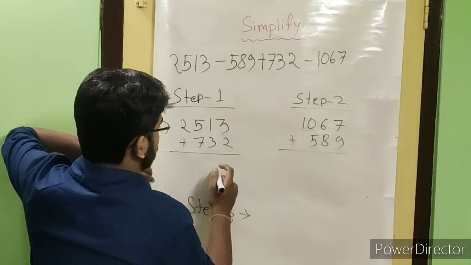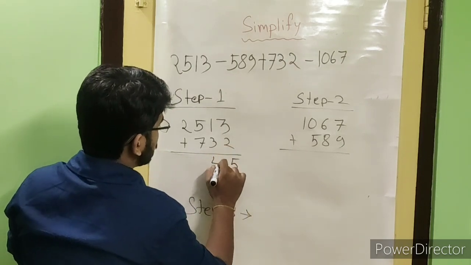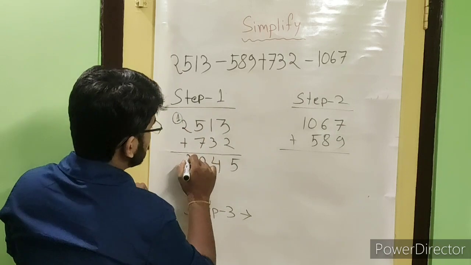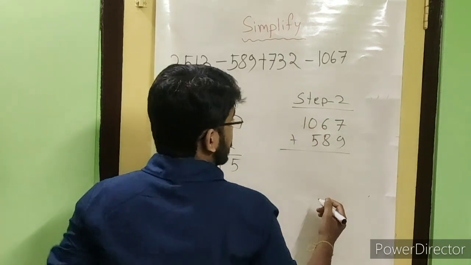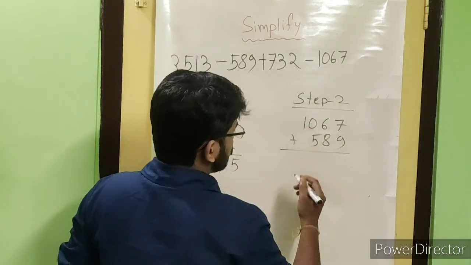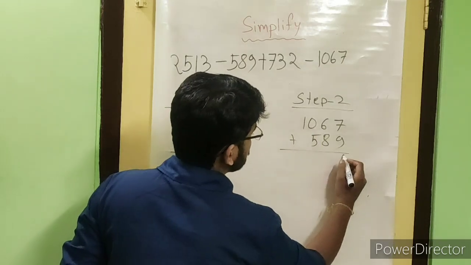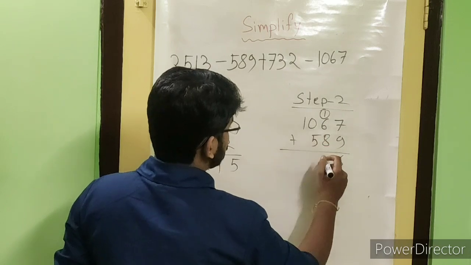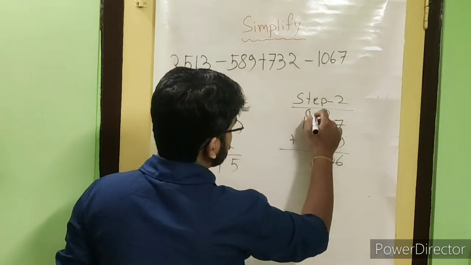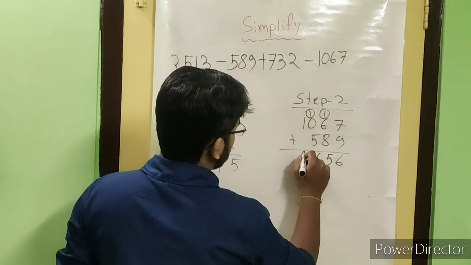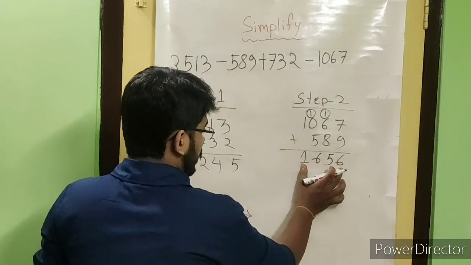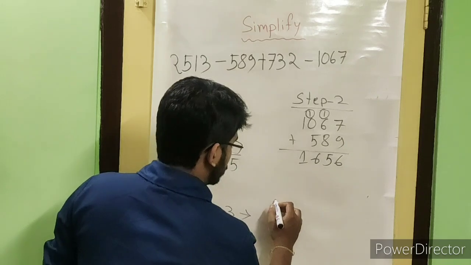3 plus 2 is 5, 3 plus 1 is 4, 7 plus 5 is 12, carry 1, 2 plus 1 is 3. Here 9 plus 7 is 16, carry 1, and 8 plus 6 is 14, plus 1 is 15, carry 1 here, 5 plus 1 is 6, and the 1. 1, 6, 5, 6. And step number 3 will be this one minus this one.